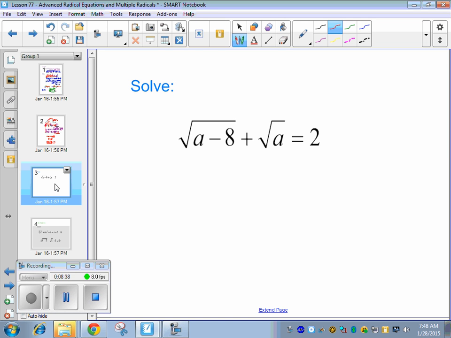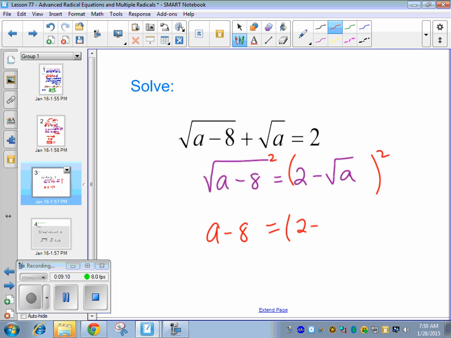Alright, you guys start this one. Try it. Alright. Kevin, what did you do first? I moved the root a to the other side. Okay, good. And Devin, what did you do next? Square both sides. Good. So we have 2 minus root a times 2 minus root a.